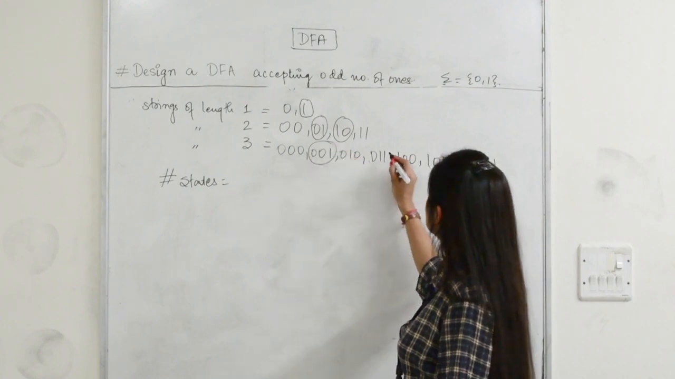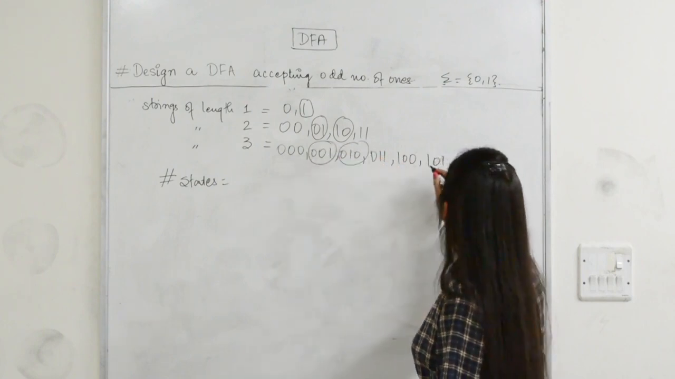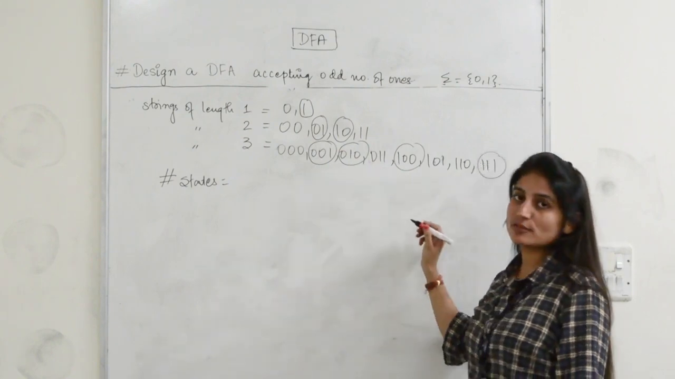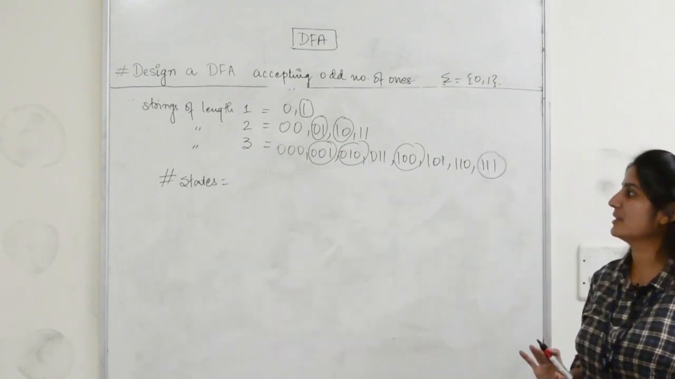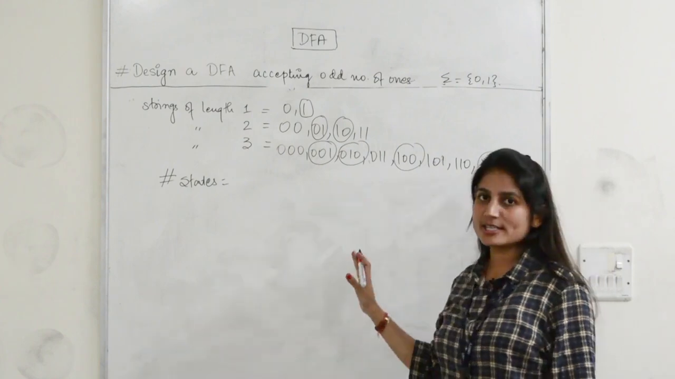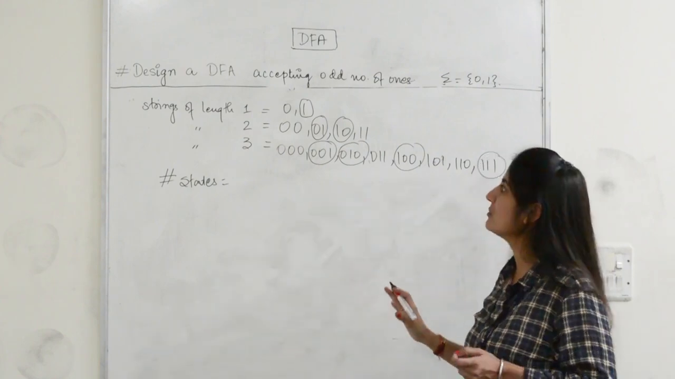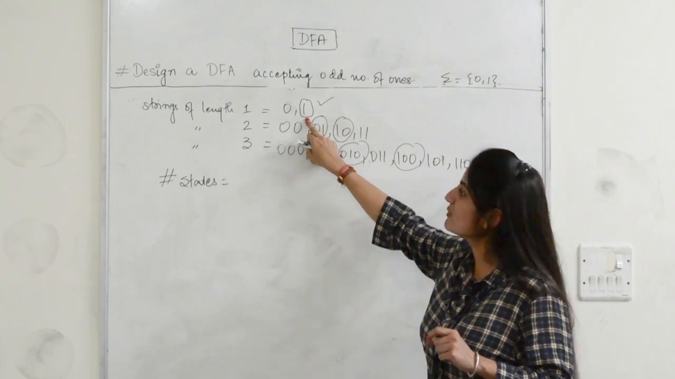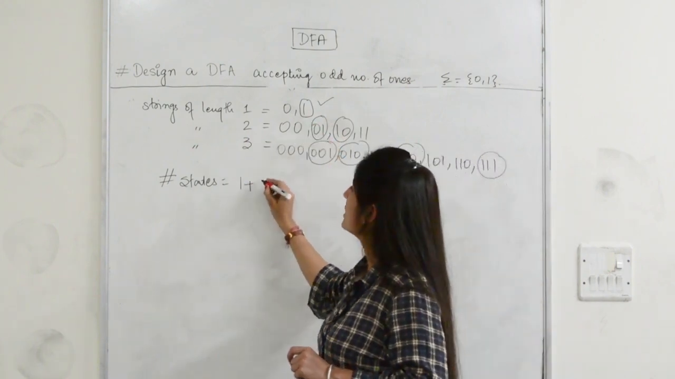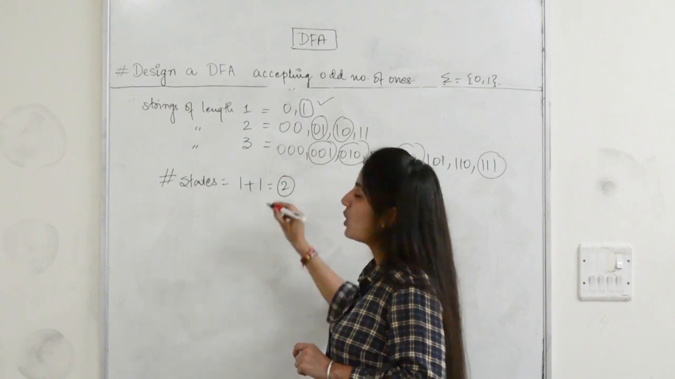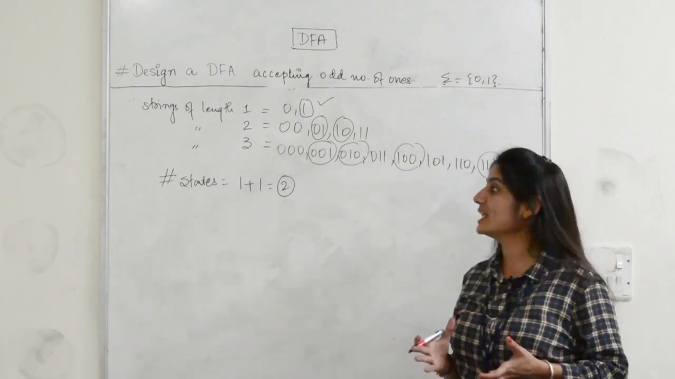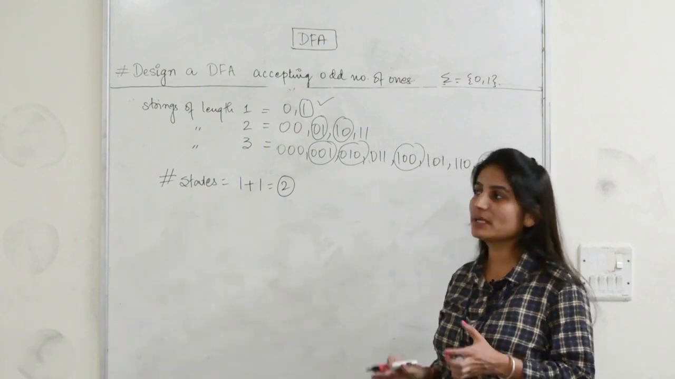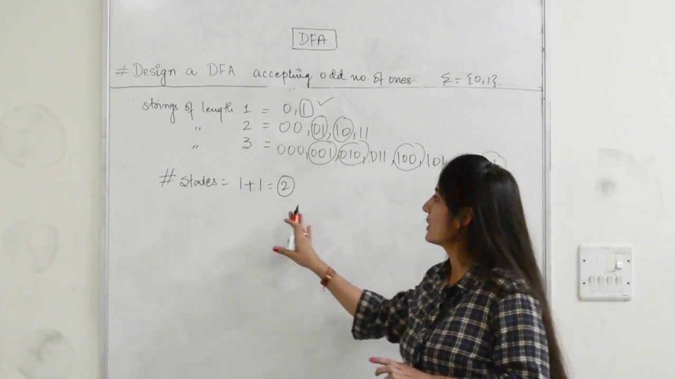Similarly, these are the given set of strings which will be accepted by our DFA. Now out of all the strings, we have to find out the string of minimum length. So the minimum length string is this and the length is 1. So the number of states will be 1 plus 1, that is 2. I also want to tell you that this particular formula is not valid for all the DFAs, but in general we apply it. Okay.